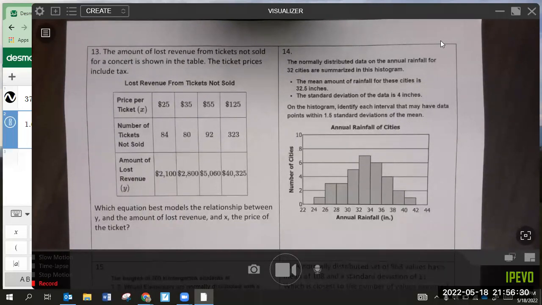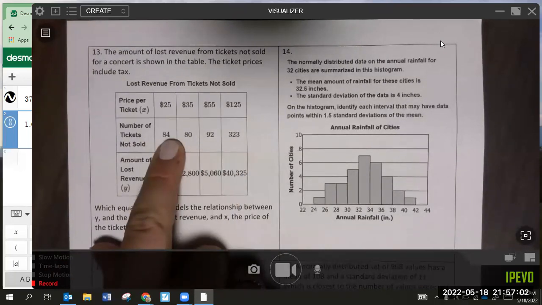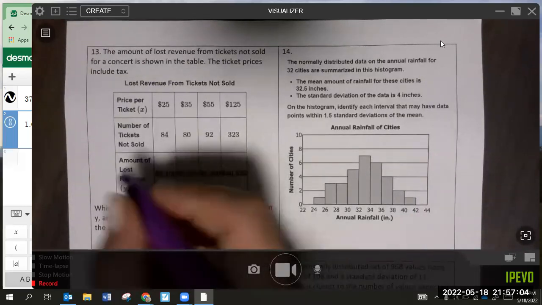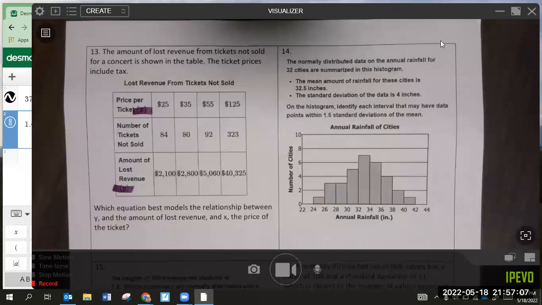One of our favorite types of questions on the SOL is dealing with data. And so we're going to start talking about data. The amount of lost revenue from tickets not sold for a concert is shown below, with the ticket prices that include tax. What equation best models the relationship between Y, the revenue that was lost, and X, the price of the tickets? So I'm not really worried about the number of tickets that were not sold. What I'm worried about here is my Y and my X values. They are what I'm looking for.